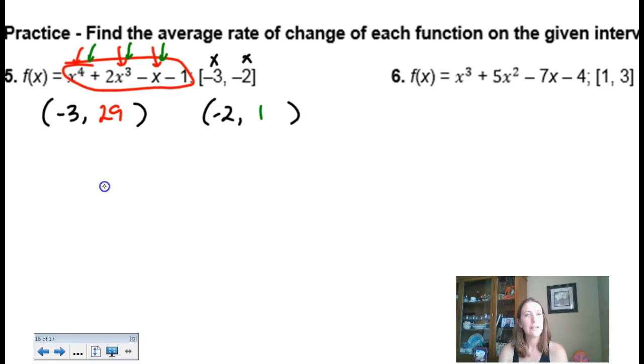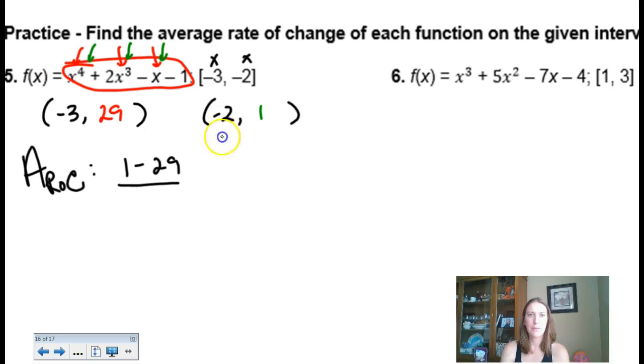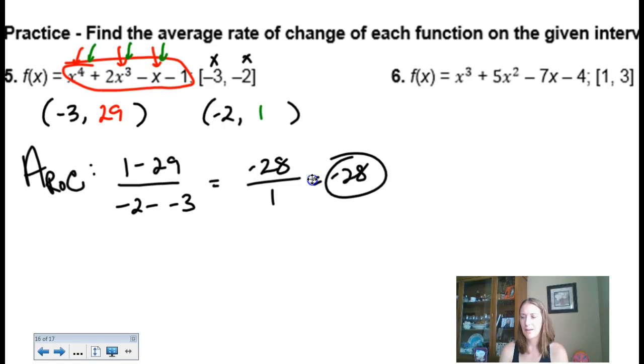And now we calculate rate of change, which is fancy talk for slope. You know what you can call it? Let's call it average rate of change. Fancy, right? All right, so 1 minus 29, y2 minus y1 over x2 minus x1. Don't pull a dyslexic move like I'm about to do. All right, -28 over 1. So my average rate of change is -28. It's really stinking easy, right?